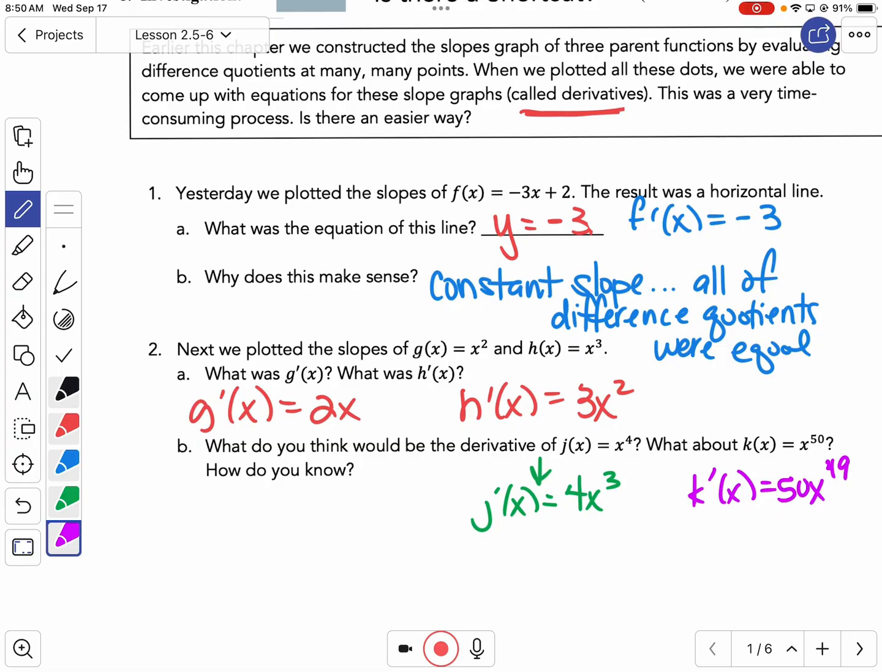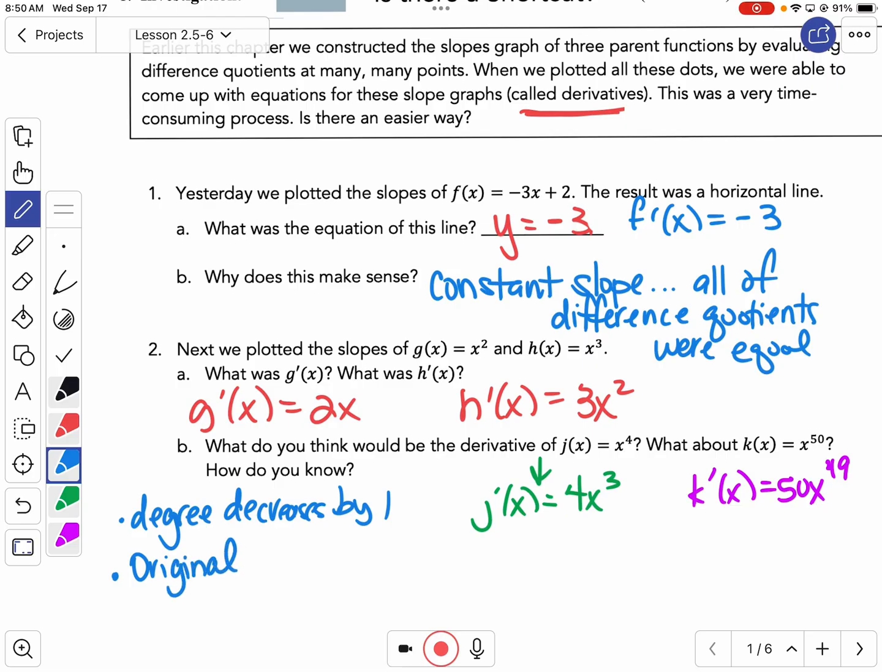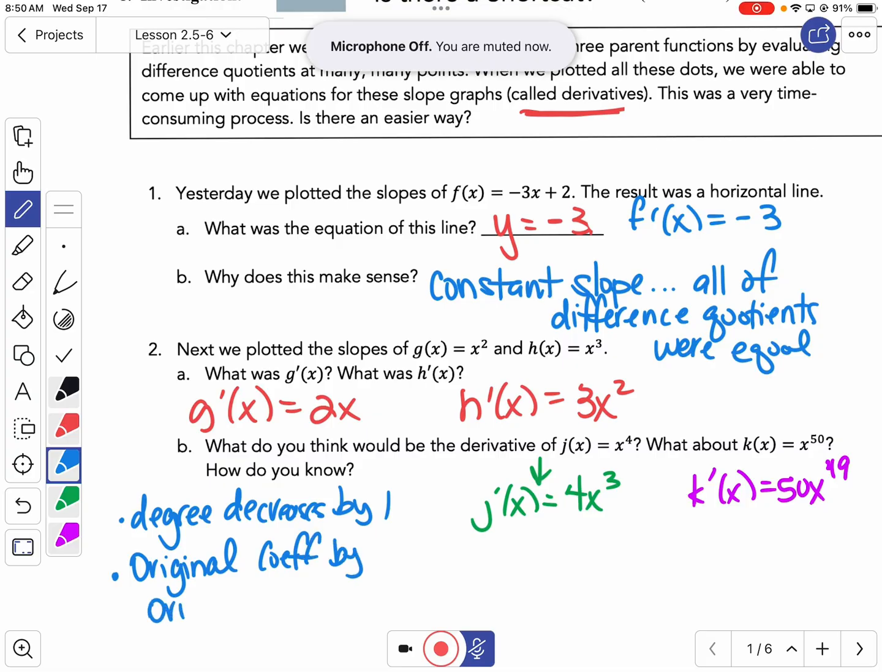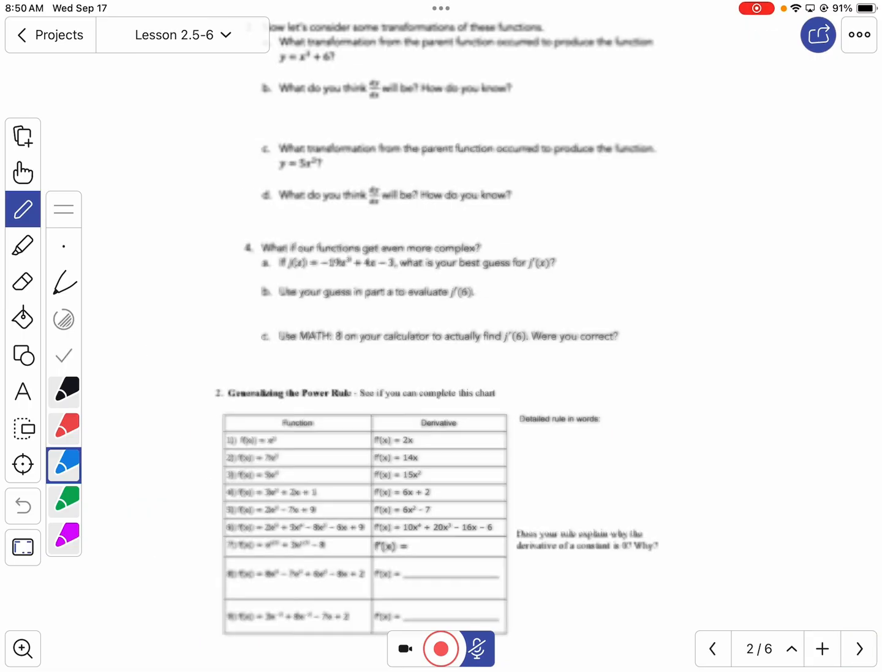Okay. What does it seem like we're doing every time? Yeah, it looks like the degree goes down 1. Degree decreases by 1. And then how do we get the coefficient? All right, we multiplied the original coefficient by the original degree. Okay, I would agree. It looks like that's what we're doing every time. Okay, so that's the case.